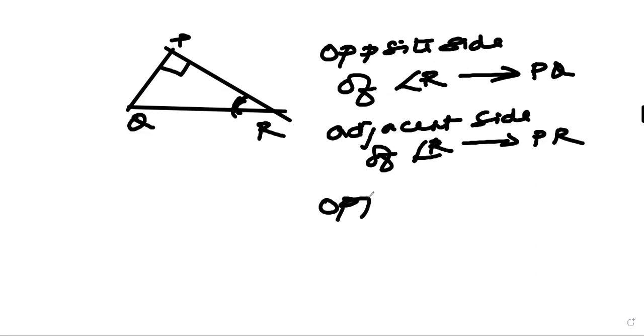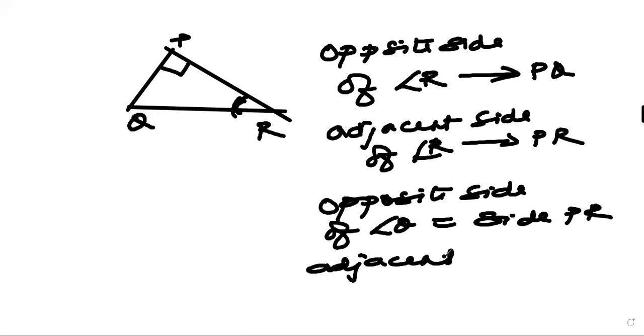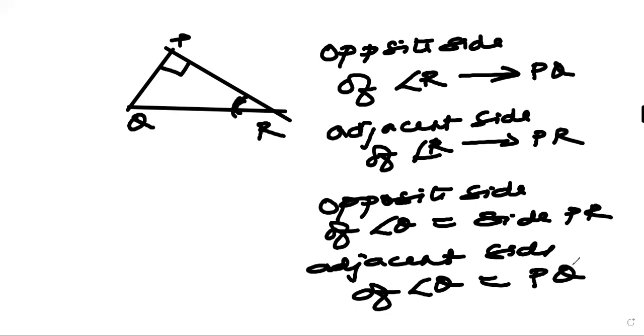Likewise, if I say the opposite side of angle Q, leaving Q, the other two letters give side PR. Are you getting me? Side PR. Now, what is the adjacent side of angle Q? It will be the side containing angle Q: PQ and QR. QR is a hypotenuse, so naturally it should be PQ. I hope people understood me here. Now, why did I show you opposite side and adjacent side? You'll understand very soon.